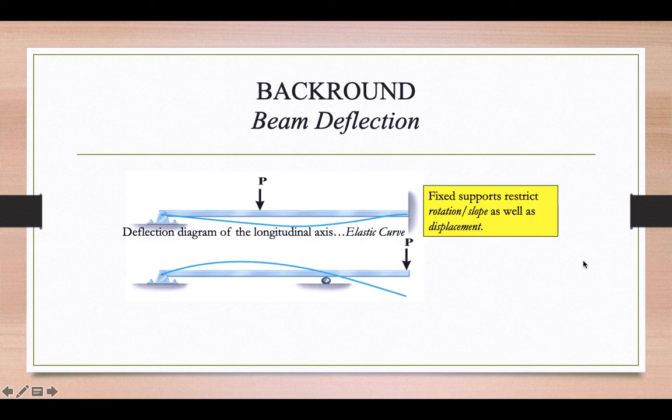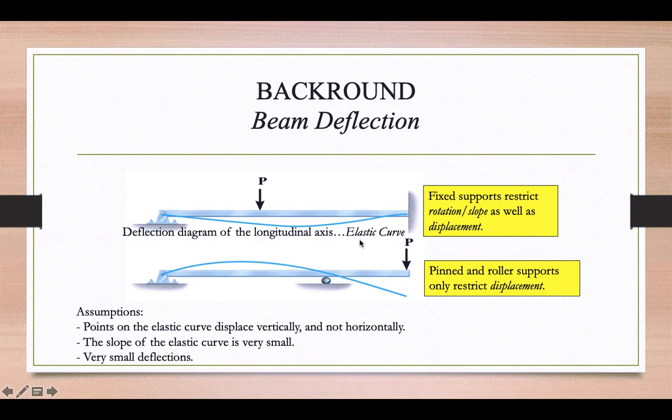So beam deflection is the deformation the beam will undergo once loaded. And the deflection diagram is also known as the elastic curve. The deformation slope, which is one of the plots we will form, is the tangent to this elastic curve at each point.